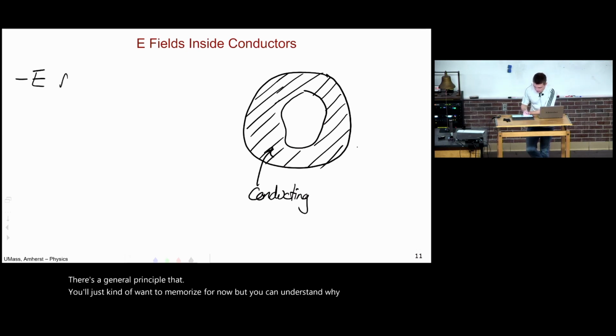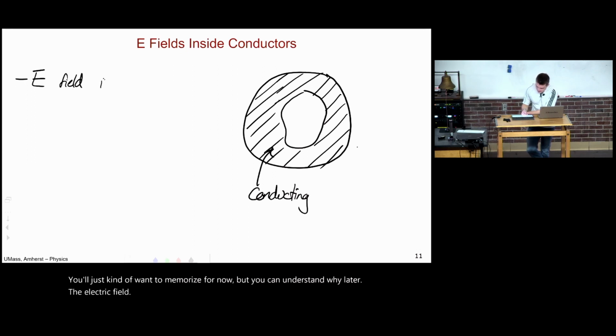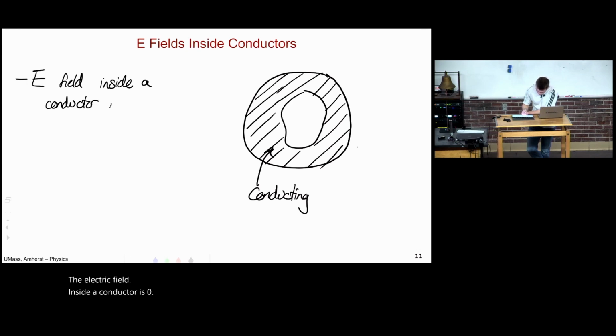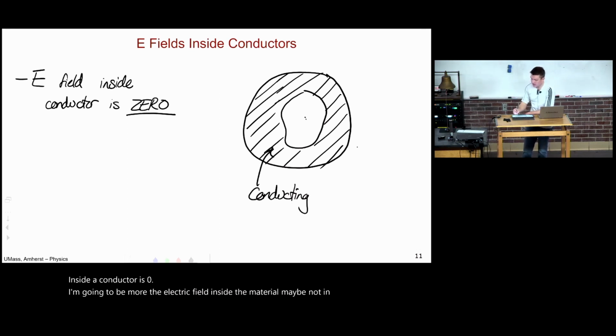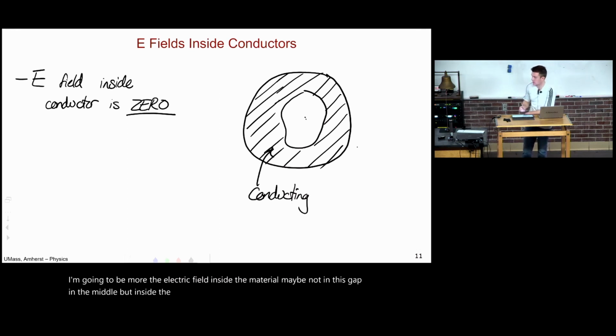It's that the electric field inside a conductor is 0. I'm going to be more specific. The electric field inside the actual material, maybe not in this gap in the middle, but inside this shaded material, it is definitely 0.